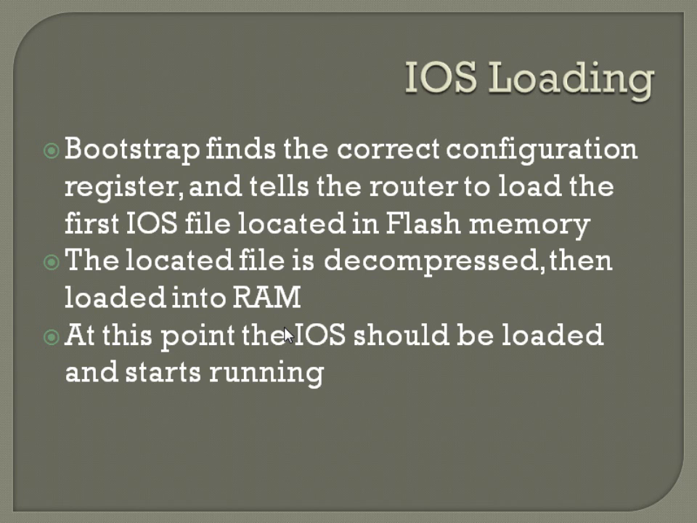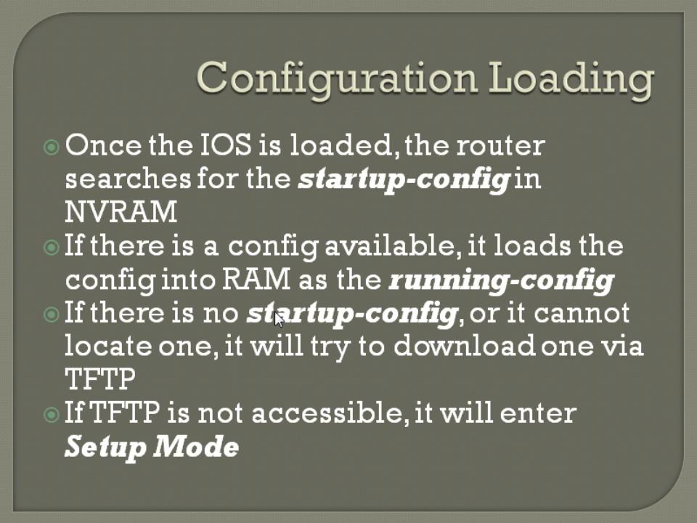So, you know, it goes through all that. You've gone through POST, you've gone through bootstrap, you haven't been forced to ROMMON for any reason. It's located the IOS file and it loads it up and starts running it in RAM. So at this point, you've gotten all the way up through the actual IOS, the operating system of the router is loaded properly.